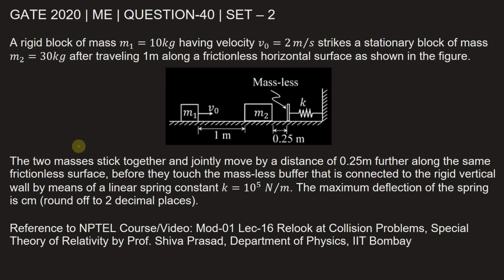The two masses stick together and jointly move by a distance of 0.25 meter further along the same frictionless surface before they touch the massless buffer that is connected to the rigid vertical wall by means of a linear spring with spring constant K equal to 10 to the power 5 Newton per meter. The maximum deflection of the spring is dash centimeter. Let's first understand the system that is given and what is happening in the system.